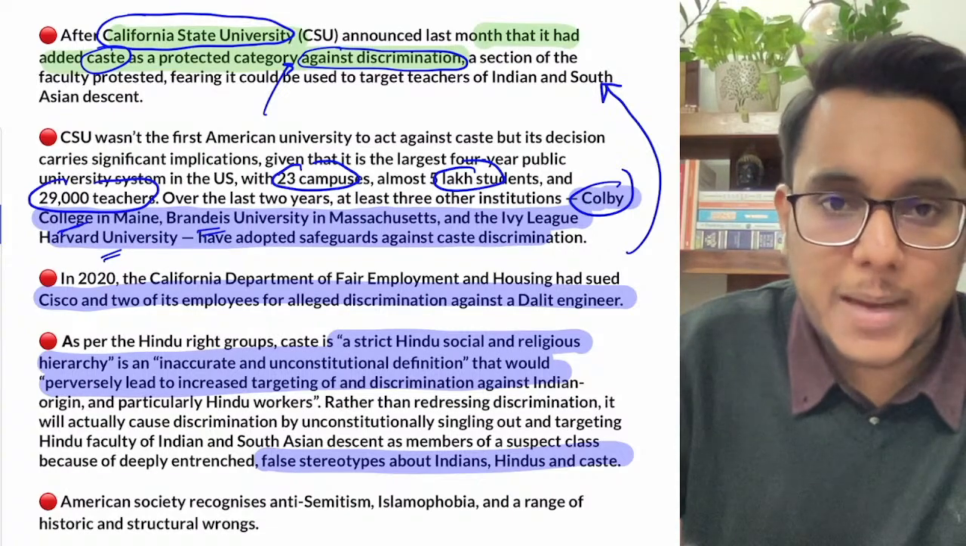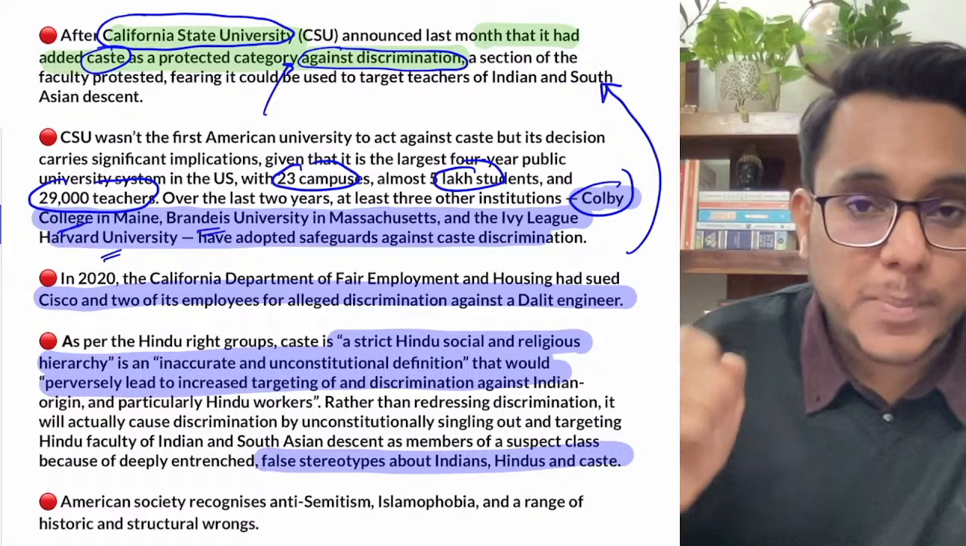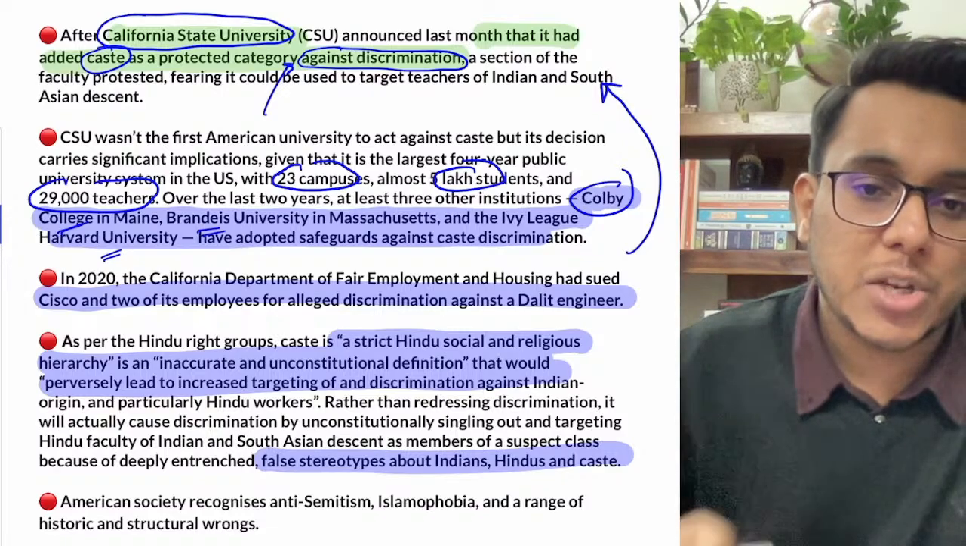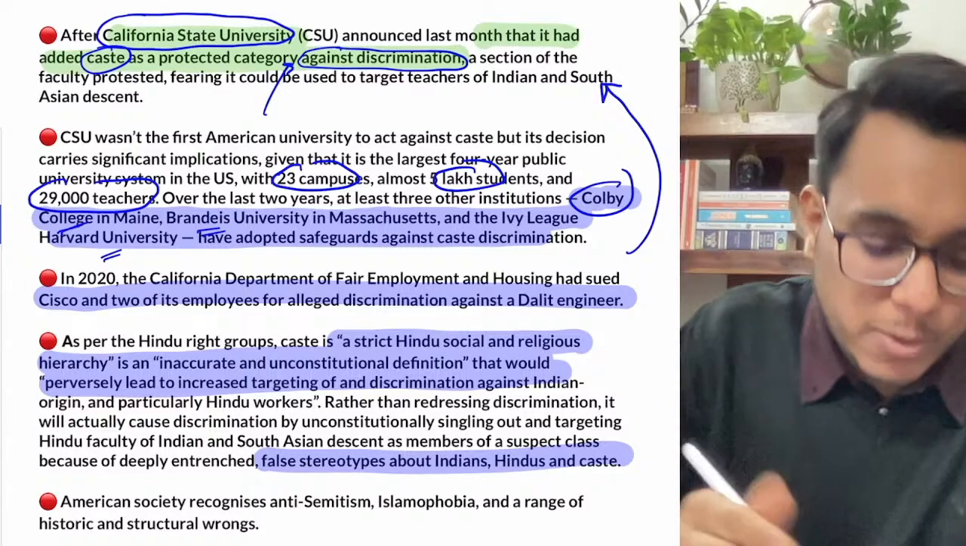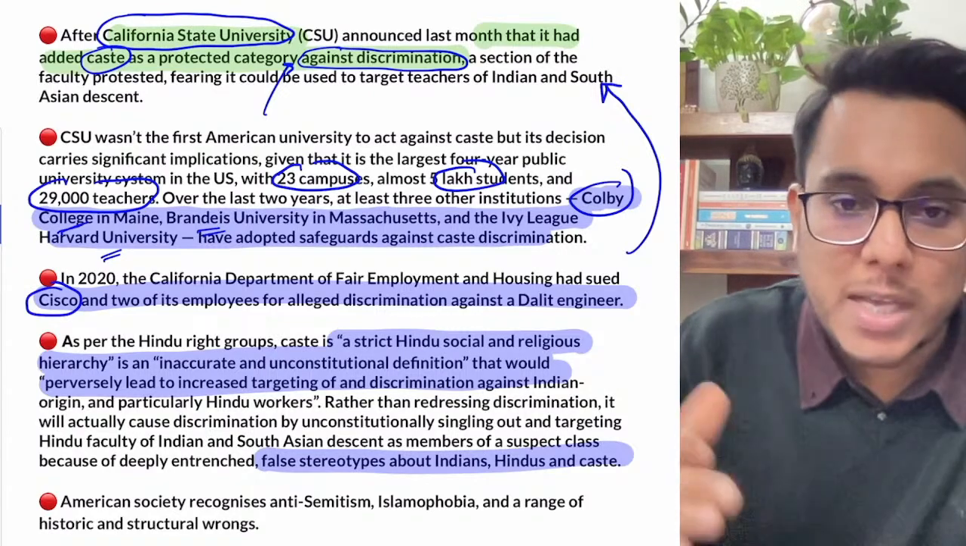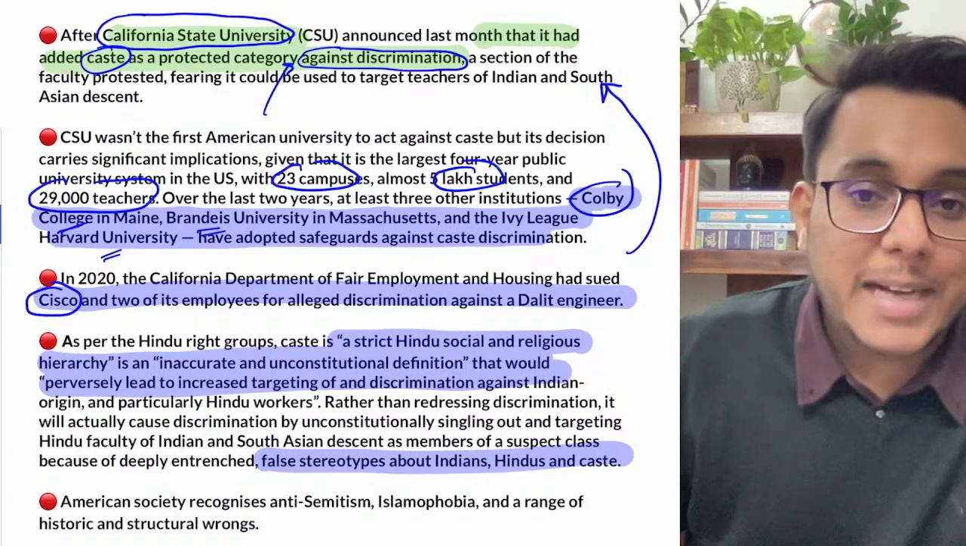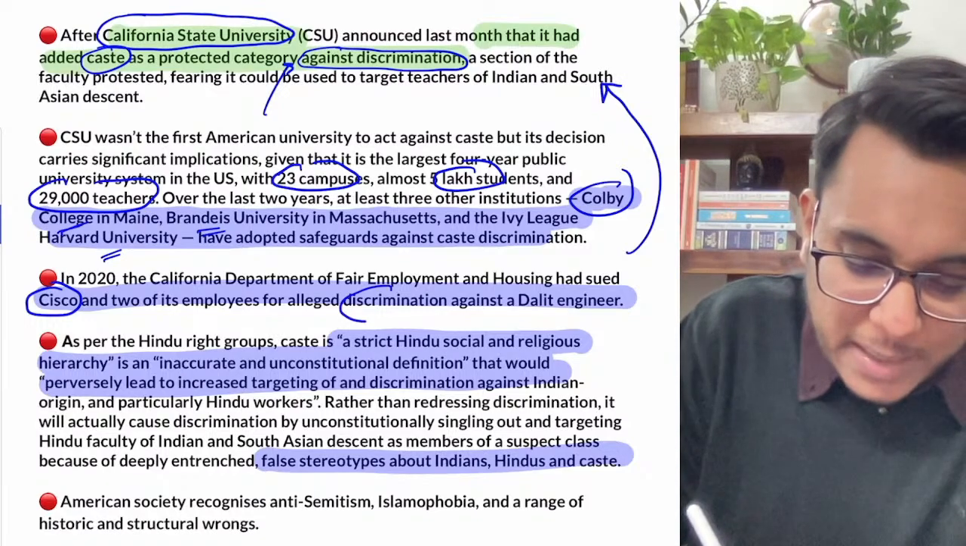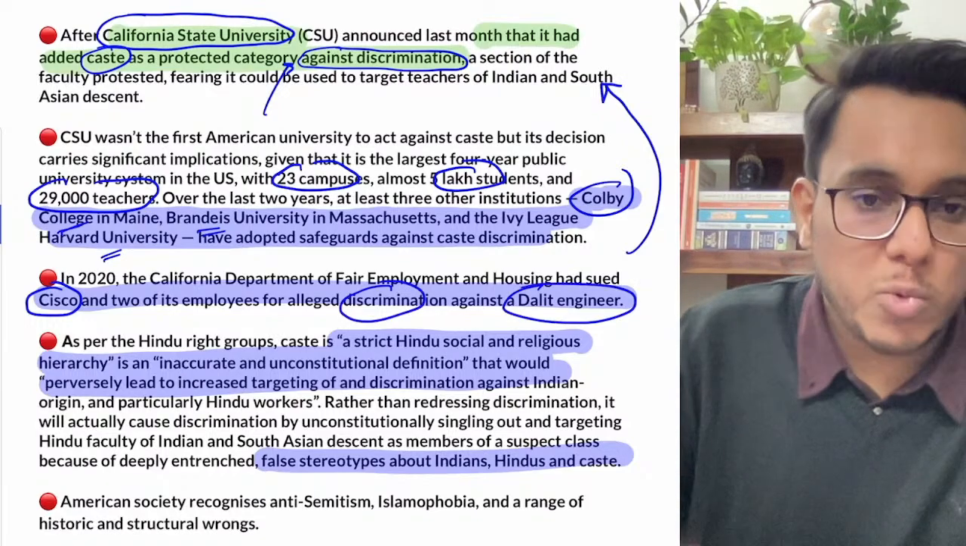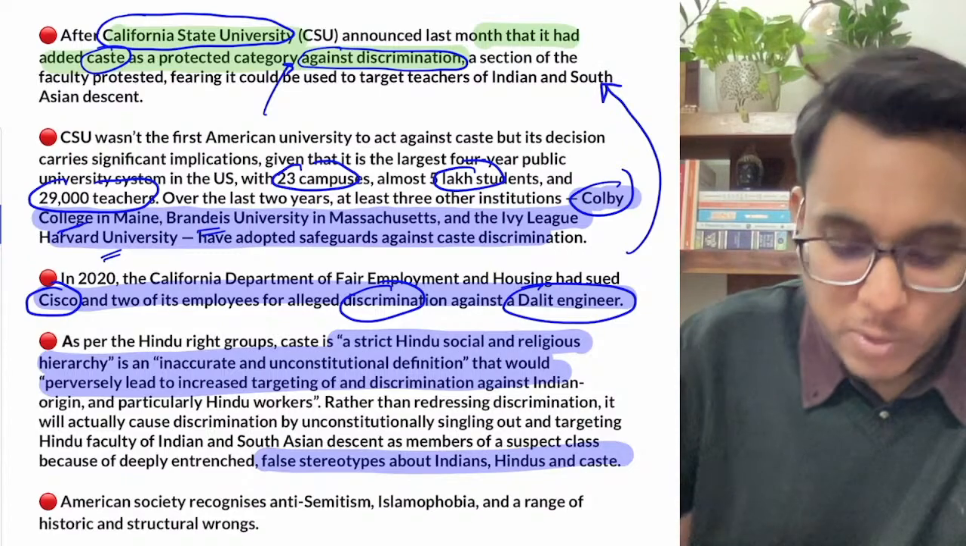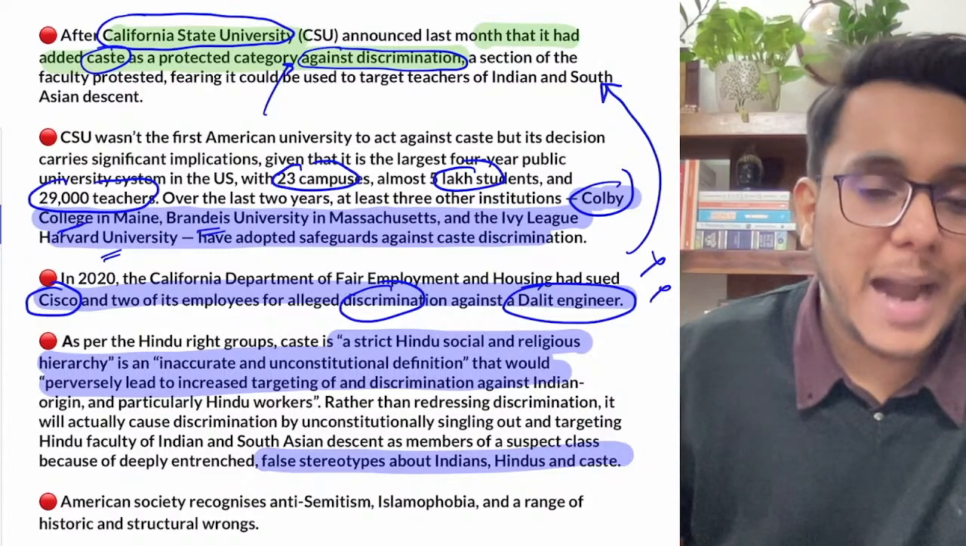Why does this particular thing come up? Because in the USA, it is being observed that caste discrimination is going on. Recently, a case was filed against Cisco. You might have heard the name of Cisco, that two of its employees discriminated against a Dalit engineer in the USA. So to avoid this particular thing, caste as a category is being added there.